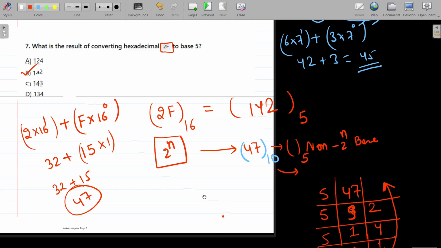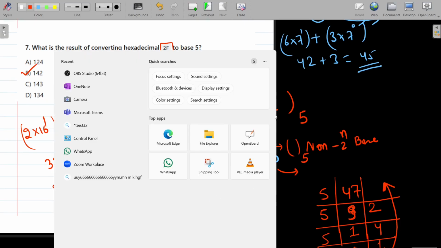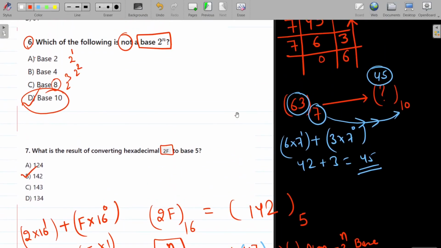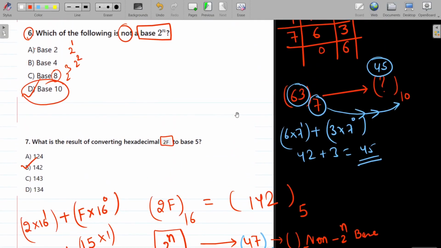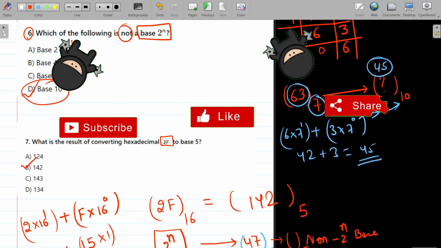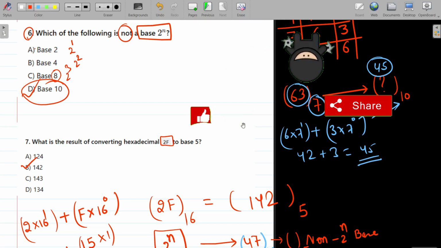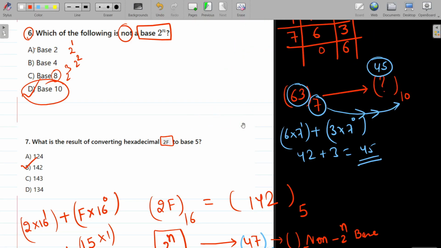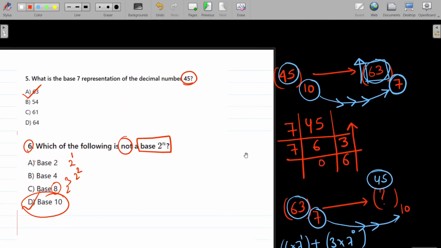So I hope you have understood the concept as well as these questions. I have tried my best to give you a concise and quick revision of these kinds of conversions. If you have any doubt, you can ask me in the comment section, right? I will try to give you answers as soon as possible.